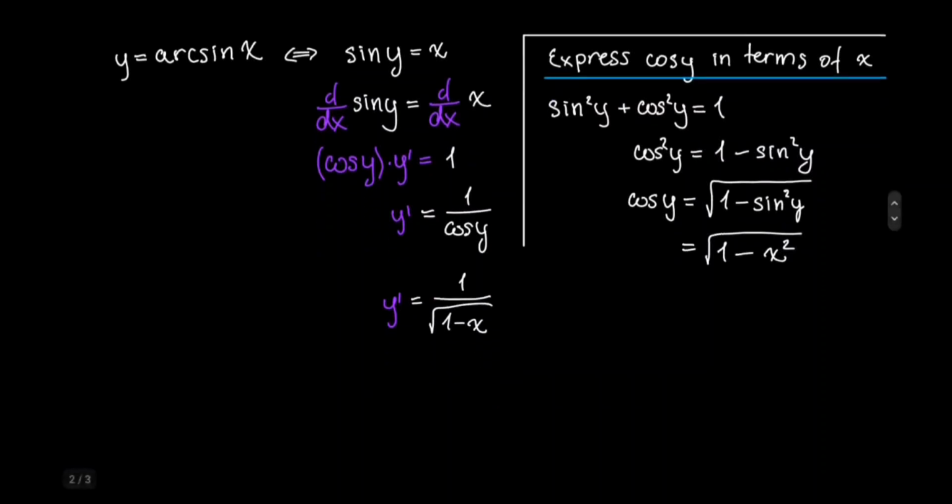Now, as a little challenge for you, you can try to differentiate y equals arccosine of x. You can do this using the same method, and in the end, you will also have to apply the Pythagorean identity. In order for you to check your answer, I will immediately tell you that the derivative of arccosine is going to be the same as that of arcsine, only with a negative sign in front.